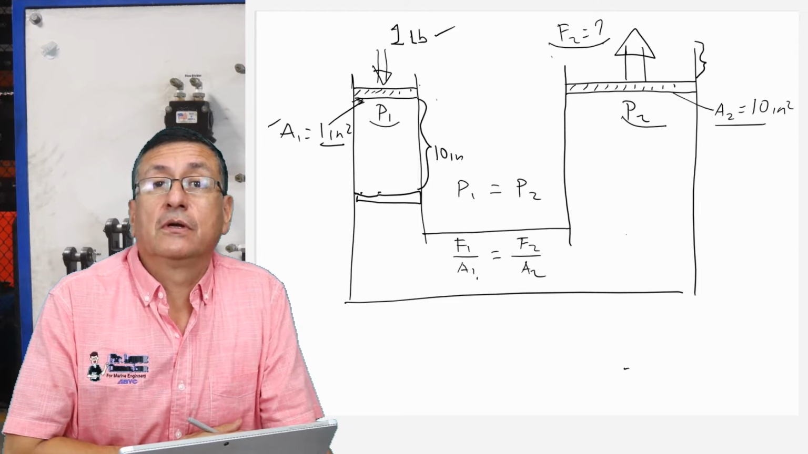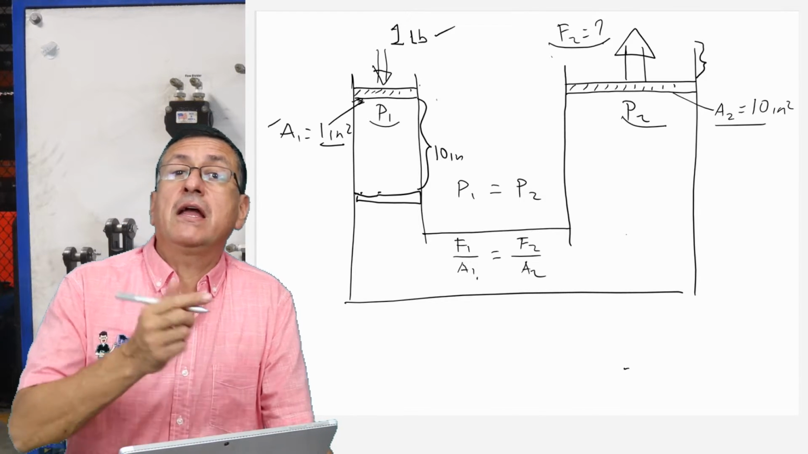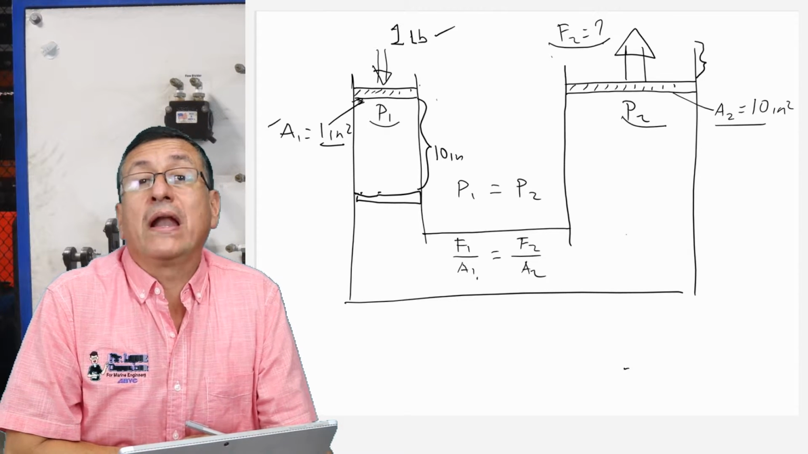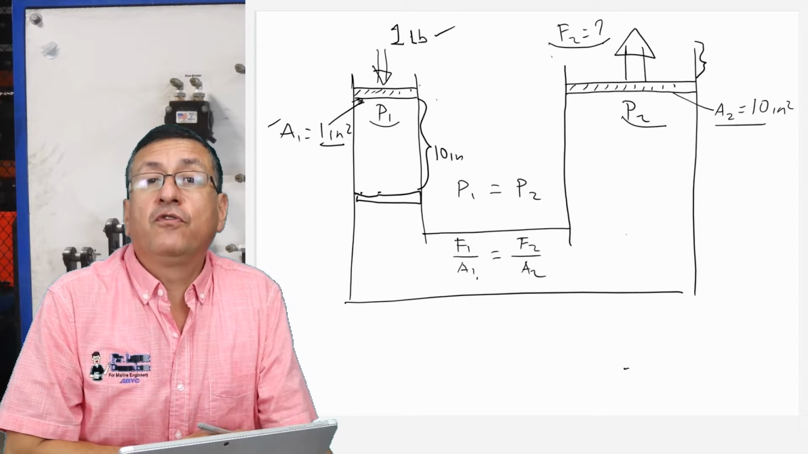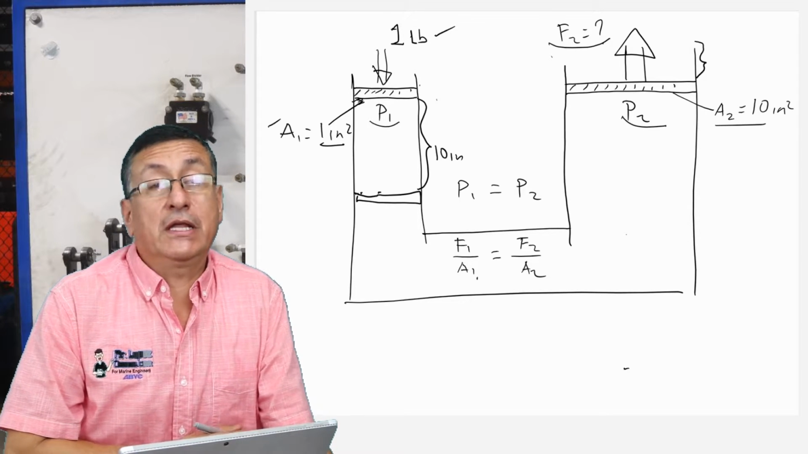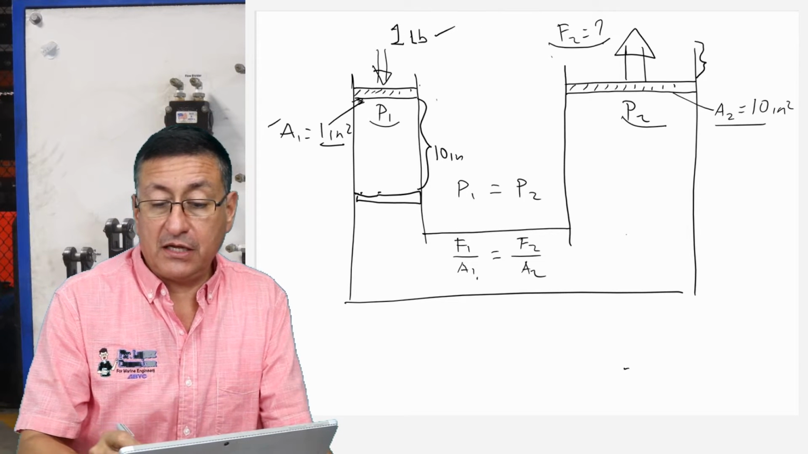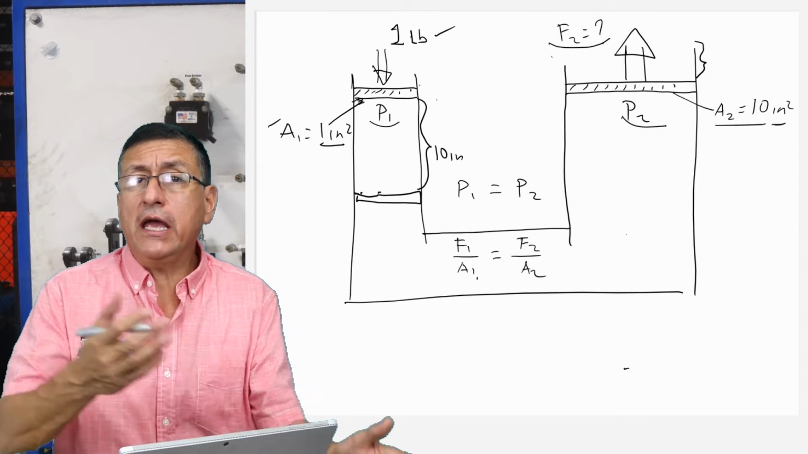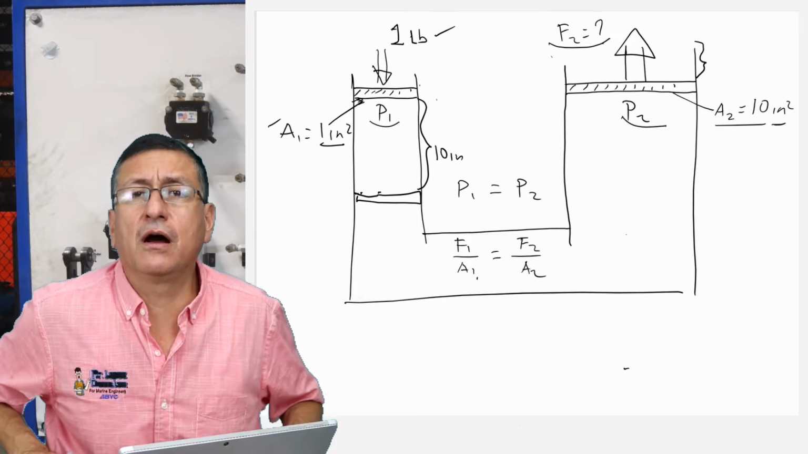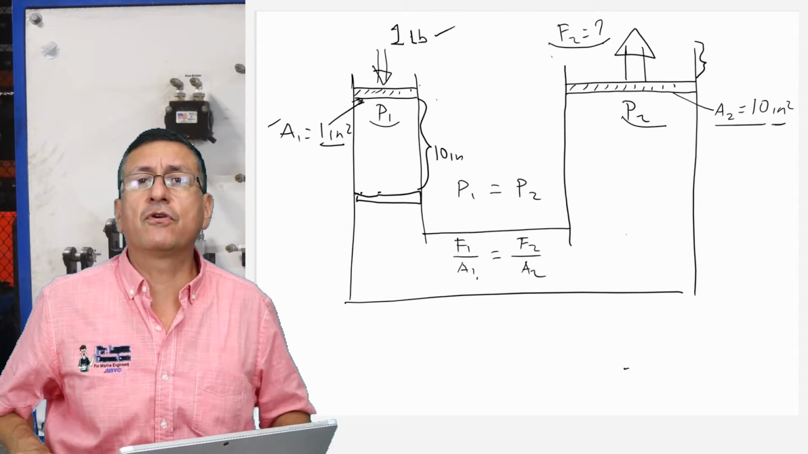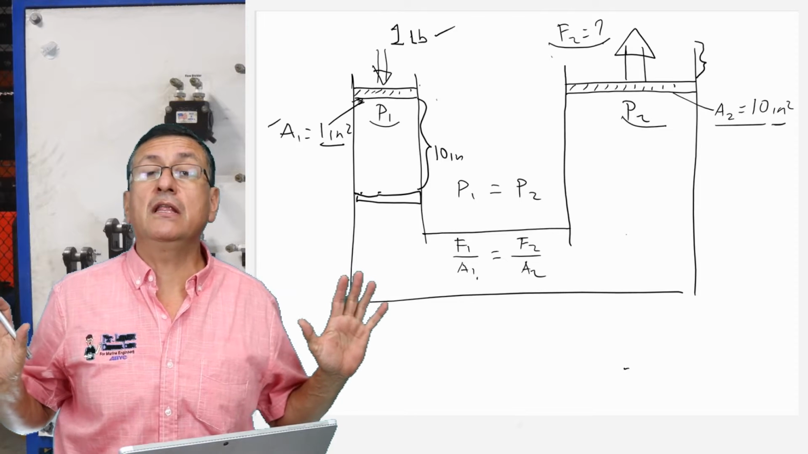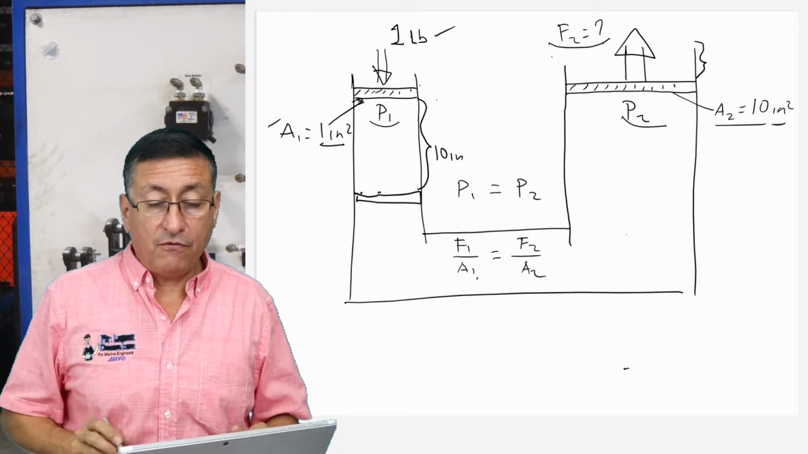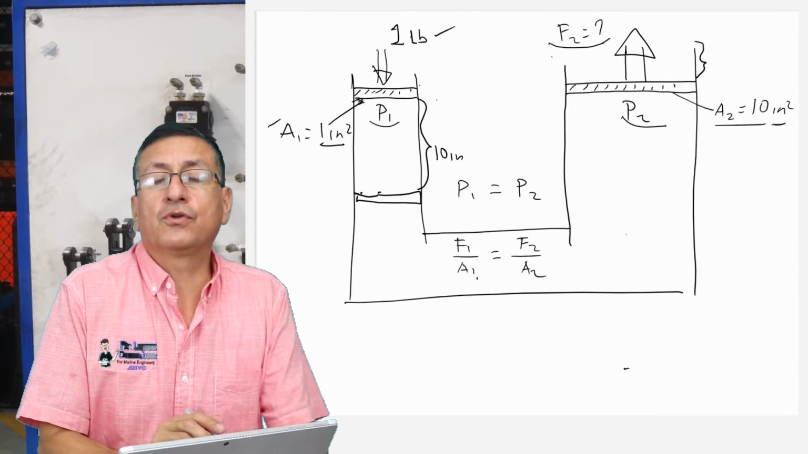This is the $1 million question. We are going to calculate how much is that force if I apply a pound in the small cylinder with an area of 1 square inch. How much is the output force in the second cylinder with an area of 10 square inches? We are going to use the simple formula of Pascal's law. The pressure is equal to force divided by area, and because the pressure is constant, the situation in position 1 should be equal to the situation in position 2. In that case, force 1 divided by area 1 should be equal to force 2 divided by area 2.